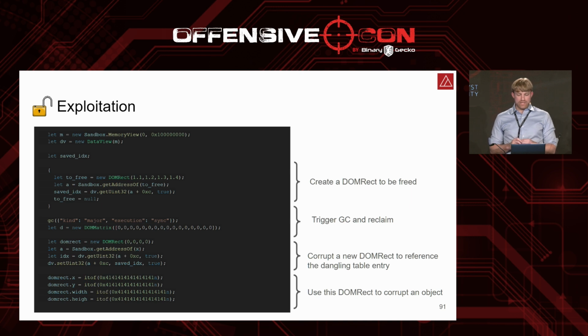This is what a proof of concept exploit demonstrating the issue looks like. First we create a DOMRect, and we read its embedder field index and save it. Then we delete the reference to the object, and deleting it in this way means that a subsequent garbage collection round will free it. Then we trigger a major garbage collection, which frees the object, and then reclaim the memory with the DOMMatrix allocation. Then we create a DOMRect to reference the dangling table entry. Now, writing the data fields of the DOMRect will corrupt the body of the DOMMatrix.